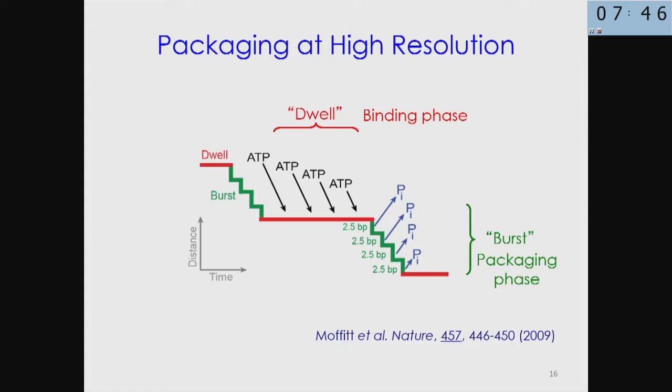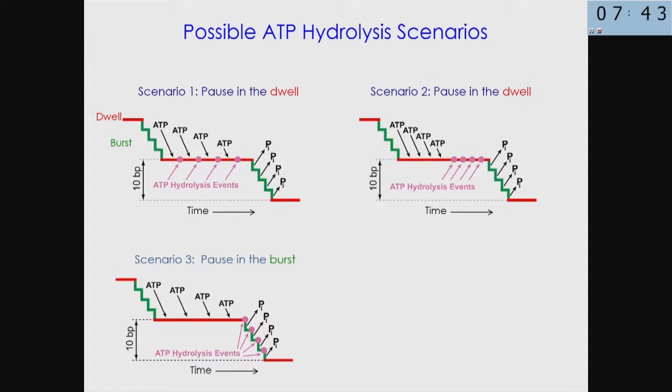For example, where does that hydrolysis occur? And we can think of 3 scenarios. One is that the hydrolysis occurs during the dwell. So you get binding of ATP, hydrolysis, binding, hydrolysis, binding, hydrolysis. In other words, hydrolysis is interlaced with binding, scenario 1. Scenario 2 is that it happens in the dwell as well, but segregated from ATP binding. So you get binding, binding, binding, binding, and then hydrolysis, right? Or the third scenario is that the hydrolysis actually occurs during the burst. Just before releasing the phosphate, the ATP is hydrolyzed, and then the motor actually power strokes.